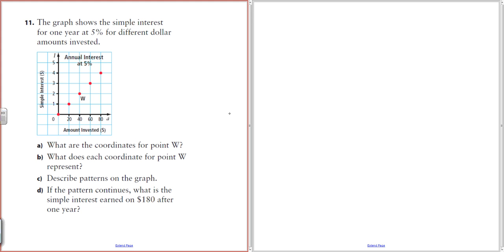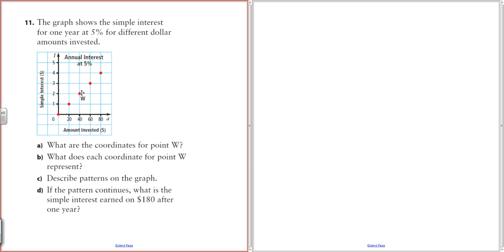Section 9.1, question 11. The graph shows the simple interest for 1 year at 5% for different dollar amounts invested. So here's our little graph, and we have our x-axis represented by a variable, A, which represents the amount invested in dollars, and our y-axis, which is now labeled capital I, stands for simple interest, or the interest in dollars. So what are the coordinates for point W?